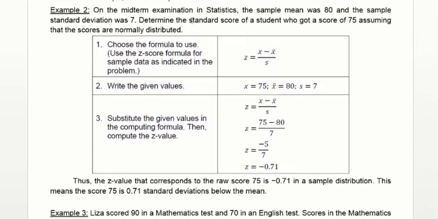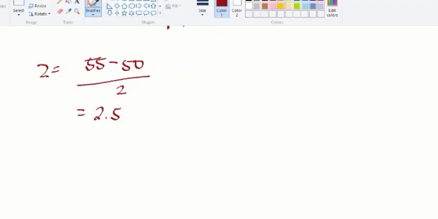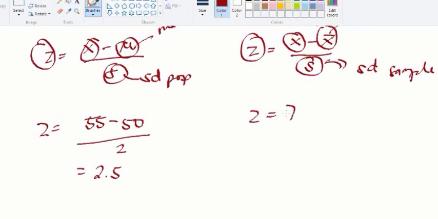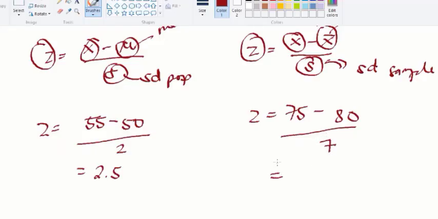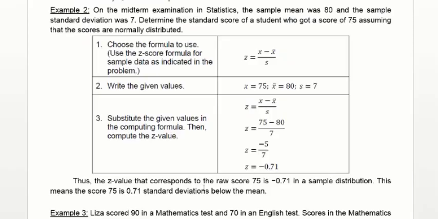Example 2. On the midterm examination in statistics, the sample mean was 80 and, okay, sample ha, sample standard deviation was 7. Determine the standard score of the student who got 75. Okay. So, dito ito yung gagamitin natin. 75 ang nakuha ng estudyante, 80 ang average, and then 7 ang standard deviation. So, 75 minus 80 is negative 5. Negative 5 divided by 7, sorry, negative 0.71.